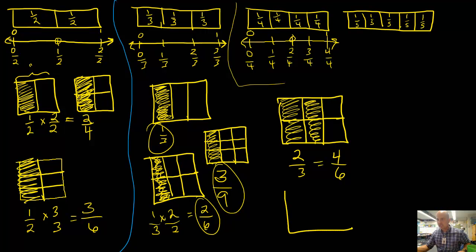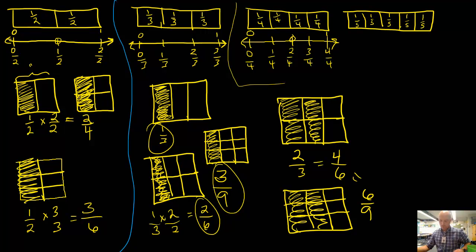I could do the same thing by taking the square, and I could cut it into my thirds, shade 2 sections, and cut that into 3 pieces like that. And I could count that up: 1, 2, 3, 4, 5, 6. That would leave me with 6 out of 1, 2, 3, 4, 5, 6, 7, 8, and 9, or 6/9. All right? Those are all equal.